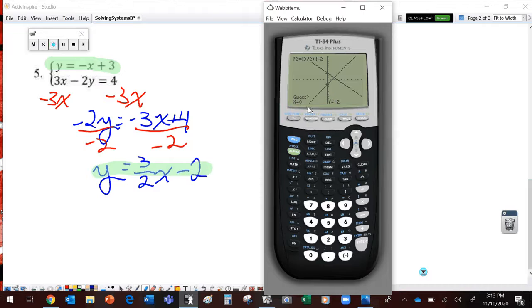Now, we need to guess. So we need to use the left and right arrow keys to get close to that intersection. Now, we don't have to be directly on it. We just need to be close to it. Press enter. And it tells us that the solution is where x equals 2 and y equals 1.